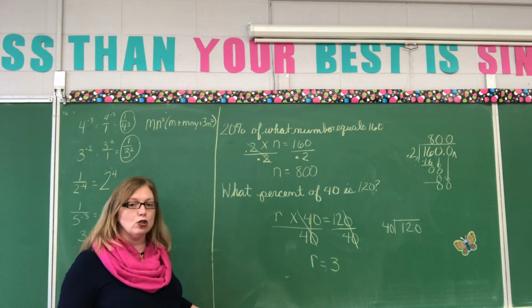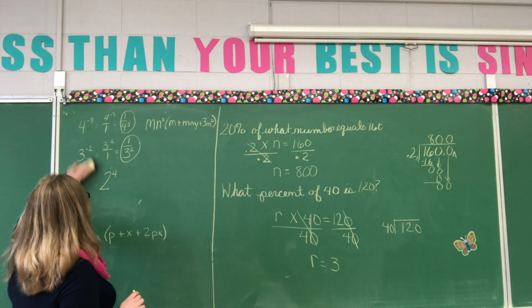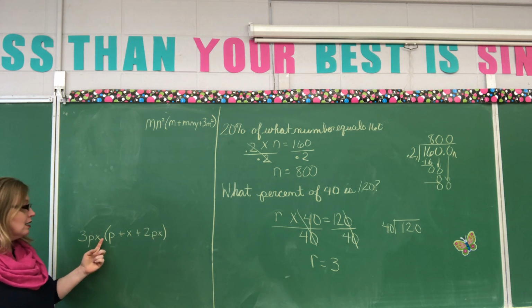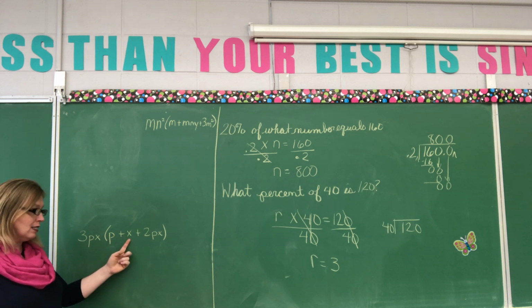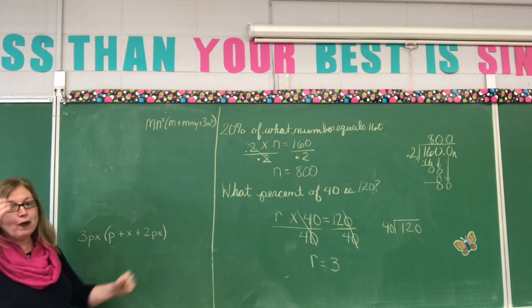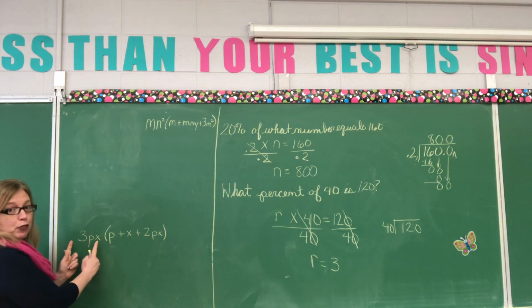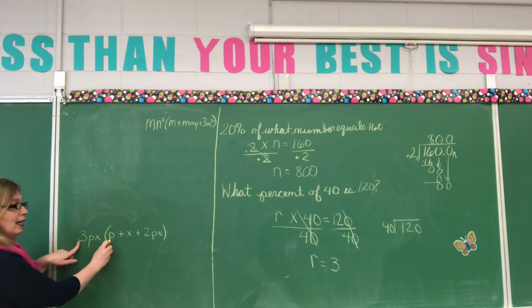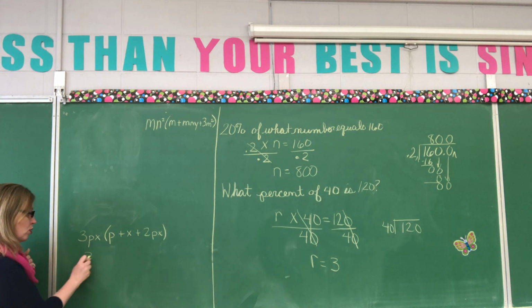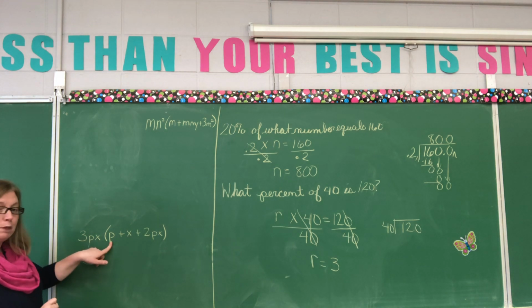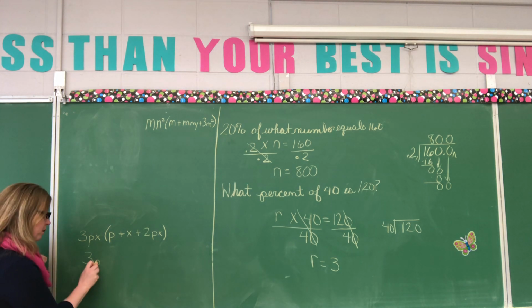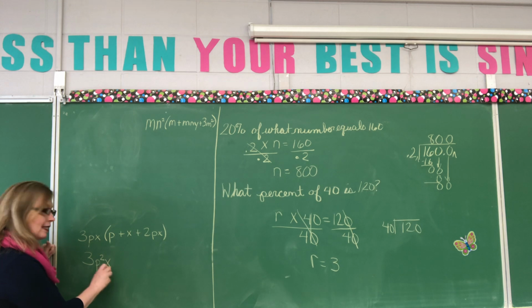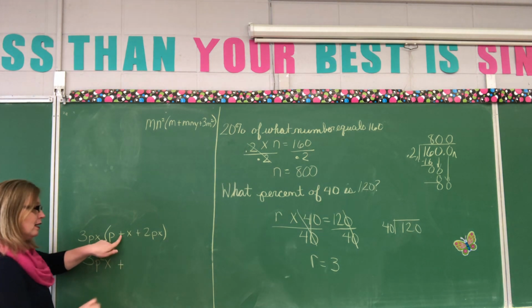Now, I want us to look at distribution here. We're going to multiply with some distribution, okay? We have 3px times p plus x plus 2px. Here's what you have to do. Let me remind you. You take this term, 3px, and multiply it only by the p, okay? So if I have 3 times p, there's no coefficient, right? So I'm just going to bring the 3 down. P times p would be what? P squared. X, there is no x to multiply. So I just bring the x down. Now, I'm going to bring my plus sign because that's what's next.